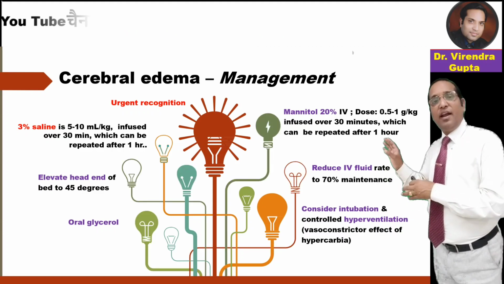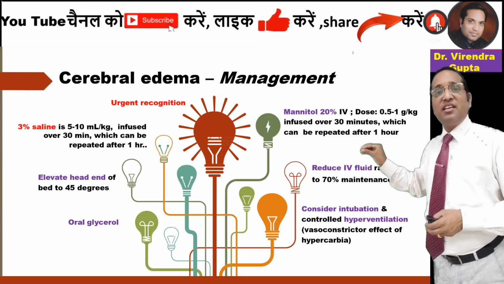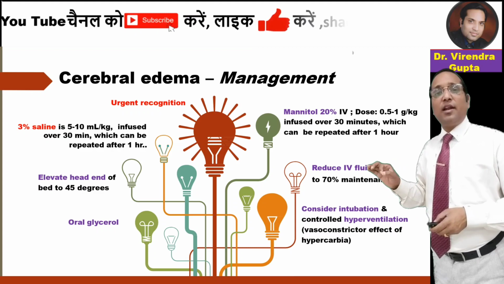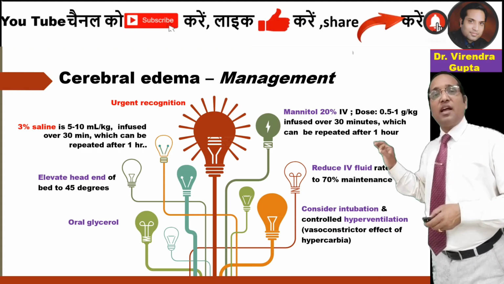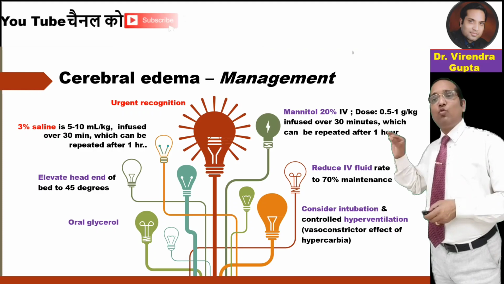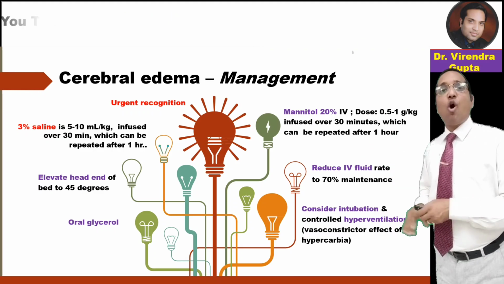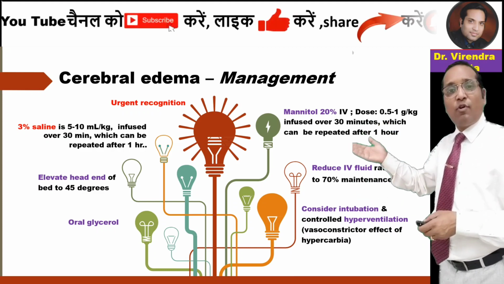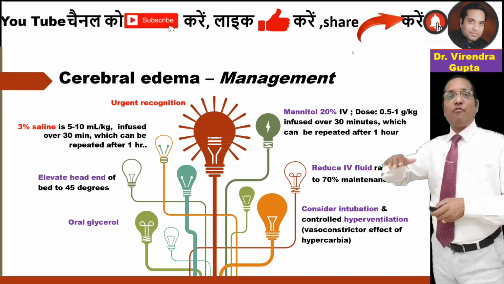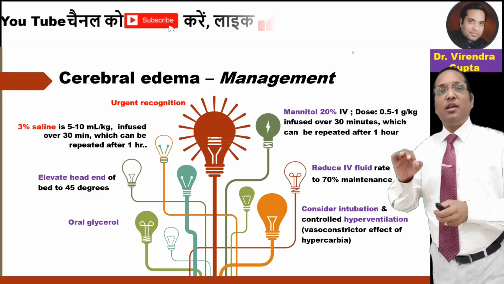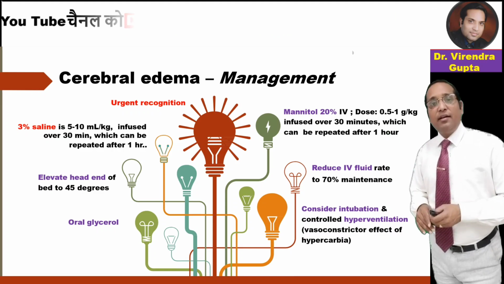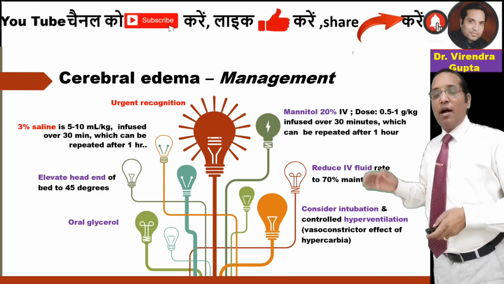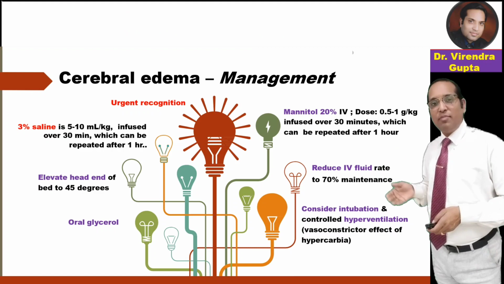So guys, cerebral edema should be managed urgently and promptly with 3% normal saline or mannitol 20% IV, which can be given at a dose of 0.5 to 1 gram per kilogram infused over 30 minutes, along with raising the head end to 45 degrees and reducing IV fluid to 70% of the maintenance fluid. If required, intubation and hyperventilation may be needed. When the patient is stable, oral glycerol can be used.